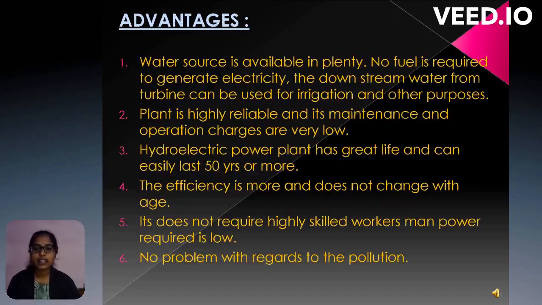Now, let us see the advantages of hydroelectric power plants. Water source is available in plenty. No fuel is required to generate electricity. The downstream water from the turbine can be used for irrigation and other purposes. The plant is highly reliable and its maintenance and operational charges are very low. A hydroelectric power plant has a great life and can easily last 50 years or more.